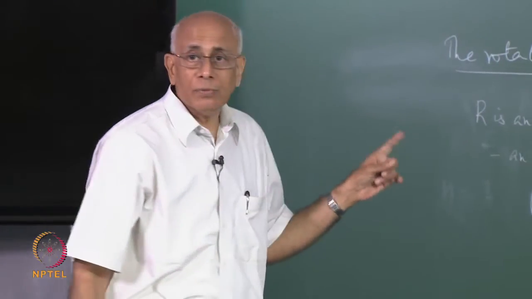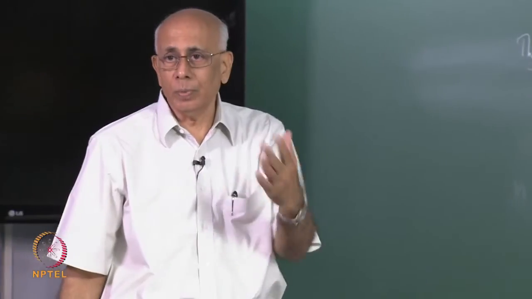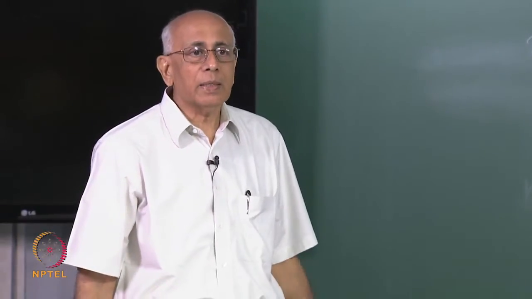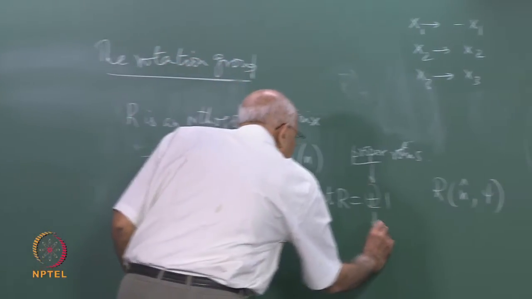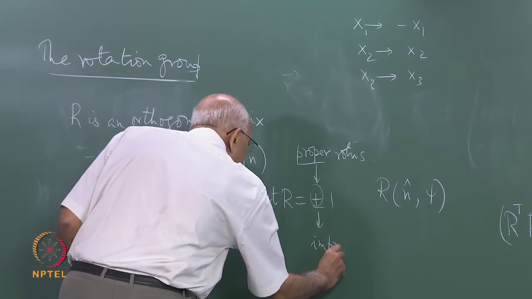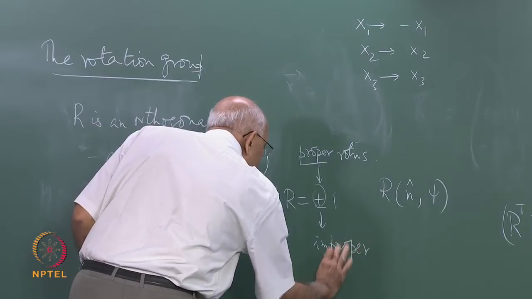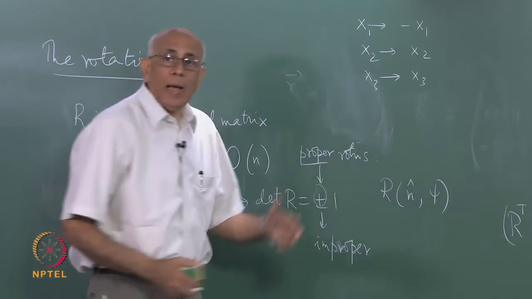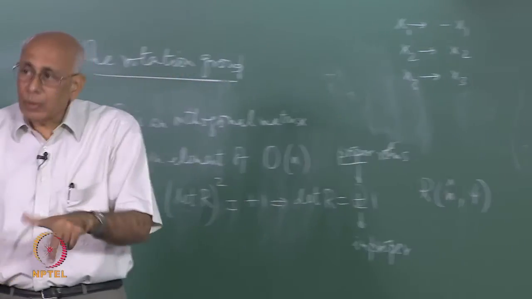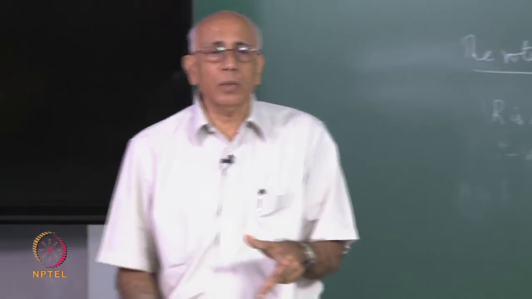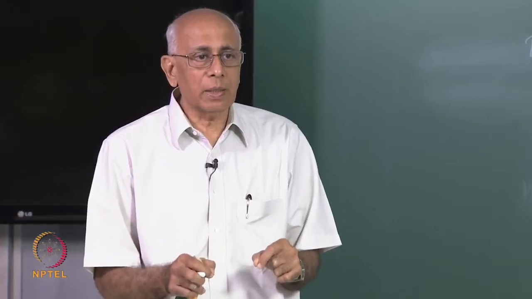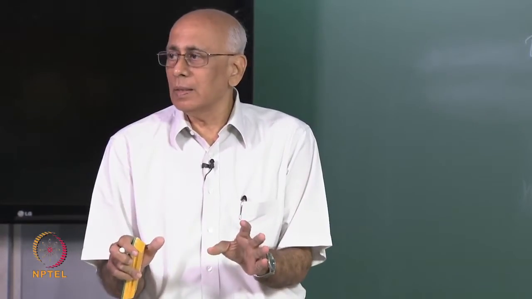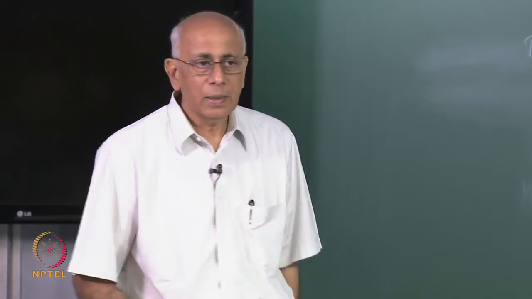So a reflection of this kind is still in the rotation group, in the orthogonal group, but it is an improper transformation. So having made this reflection, if you now rotate the coordinate system by a proper rotation, the result is still a determinant -1 transformation, because the determinant of a product of matrices is the product of determinants, right.